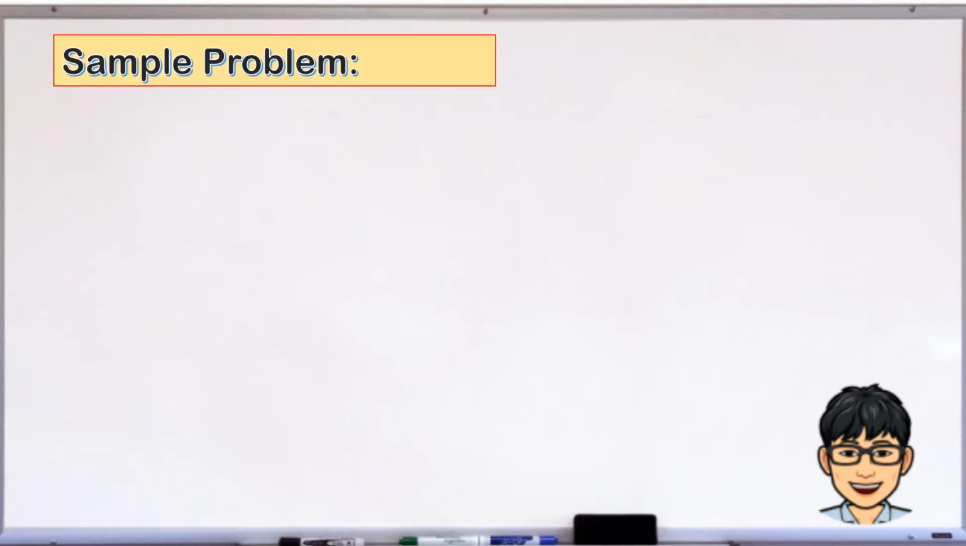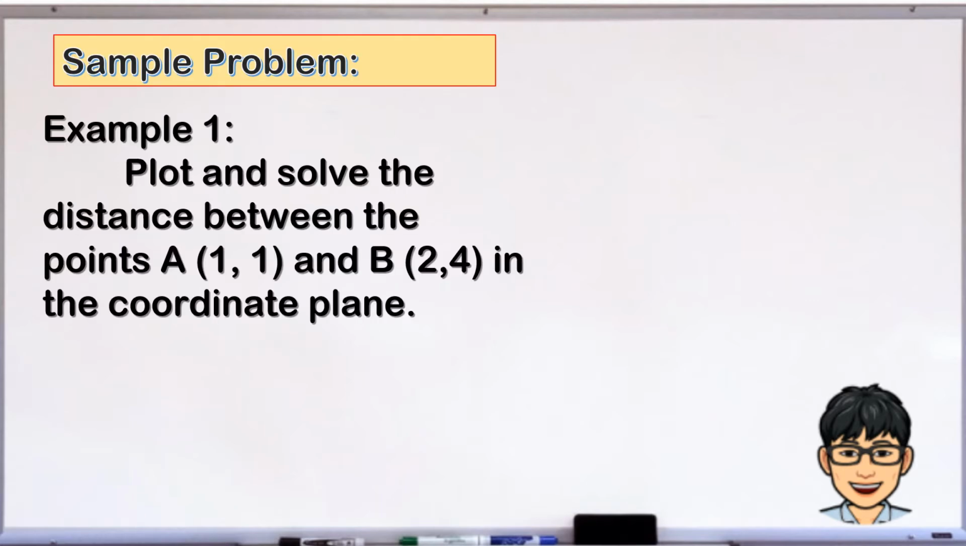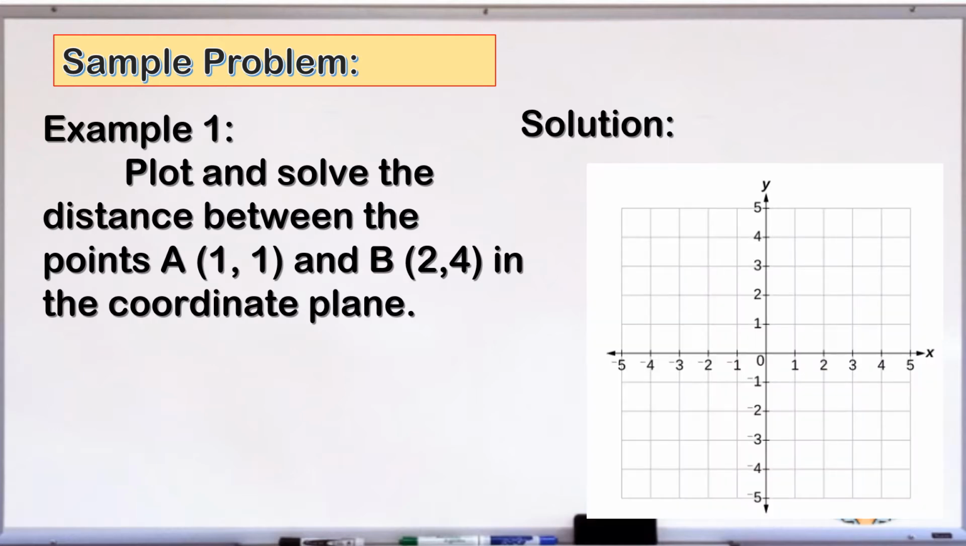Let us have this sample problem number 1. Plot and solve the distance between points A with coordinates 1, 1 and point B with coordinate 2, 4 in the coordinate plane. So for the solution, maglalagay tayo ng isang coordinate plane. Then let us plot point A, which is 1, 1. Ito siya. And point B, that is 2, 4. Ito siya. And then let us connect the line.